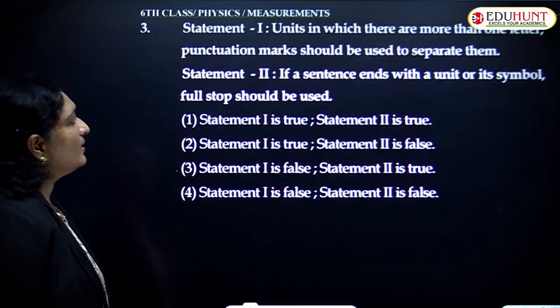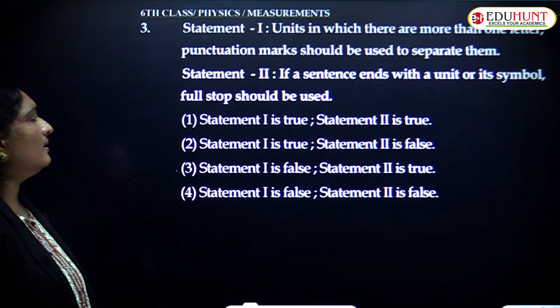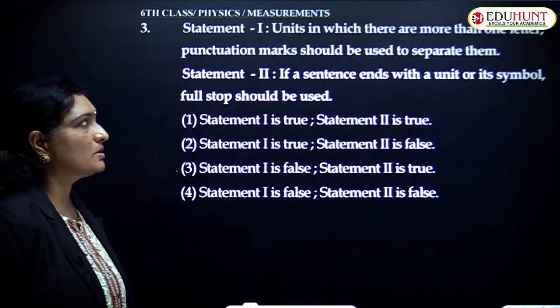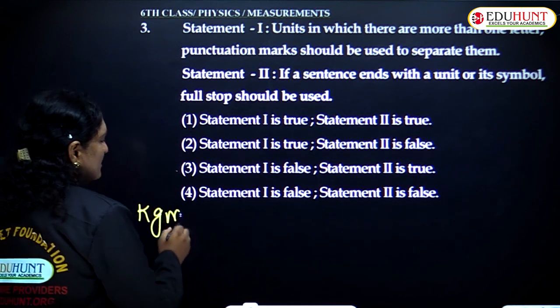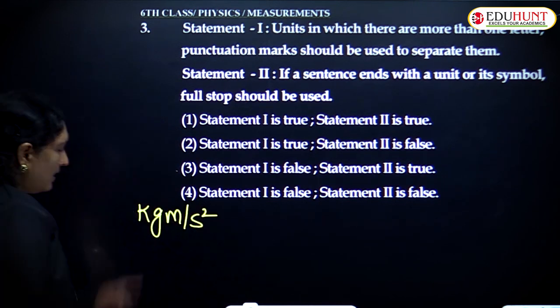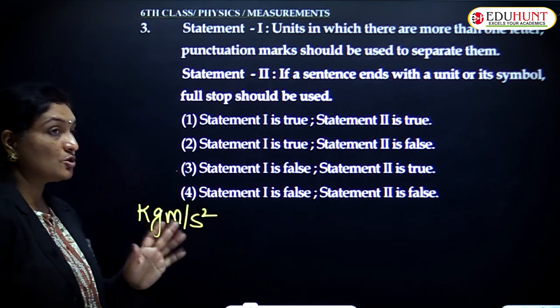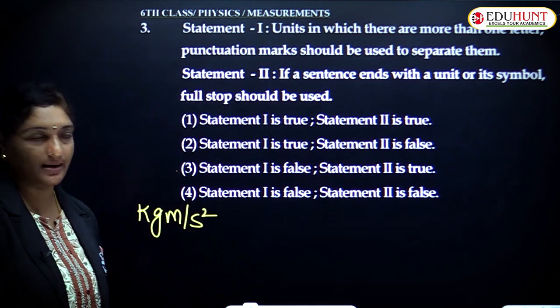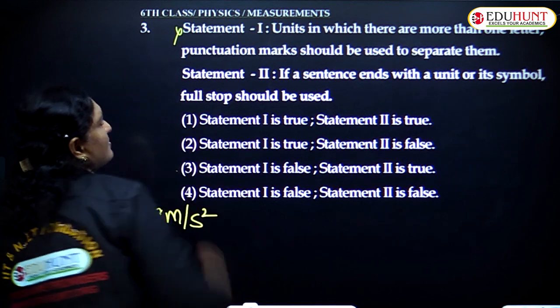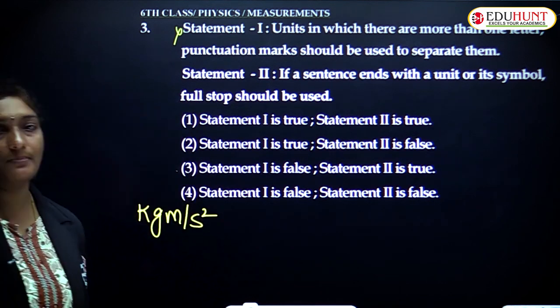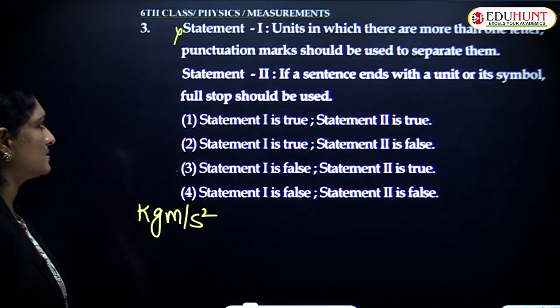Next, in units in which there are more than one letter, punctuation mark should be used to separate them. For example, if you would like to write kg meter per second square, then in between kg and meter, there should not be any punctuation mark. It should be written as it is. So, the statement 1 is absolutely false. No punctuation mark should be used in between the units.